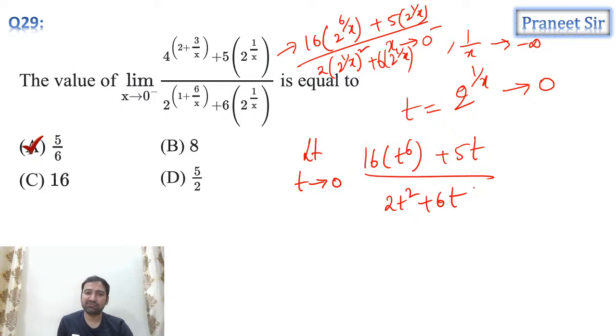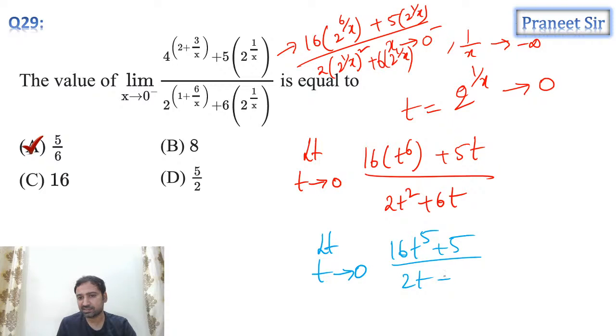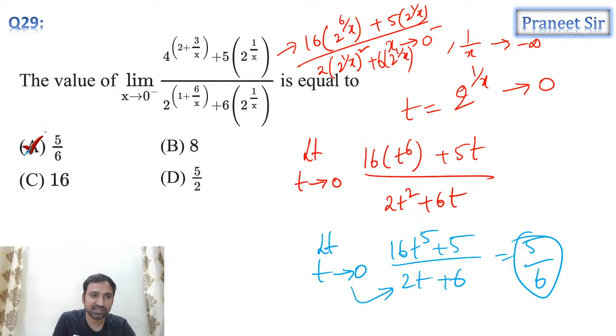So cancel t, guys. If you cancel t on both numerator and denominator, what do we get? Limit t is tending to 0, 16 t power 5 plus 5 by 2t plus 6. Now substitute t equals 0 here. How much do we get? Are we getting 5 by 6? Yes, that's what we're getting, 5 by 6.